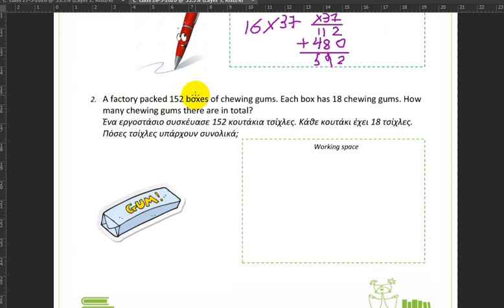Factory packed 152 boxes of chewing gum. Each box has 18 pieces of chewing gum. How much chewing gum is in the box in total? Okay, so let's think here. There are 152 boxes. Each box has 18 pieces, so that's 152 times 18.